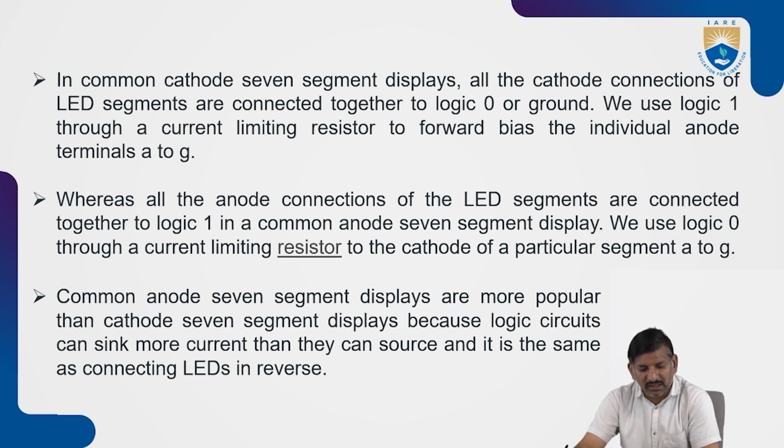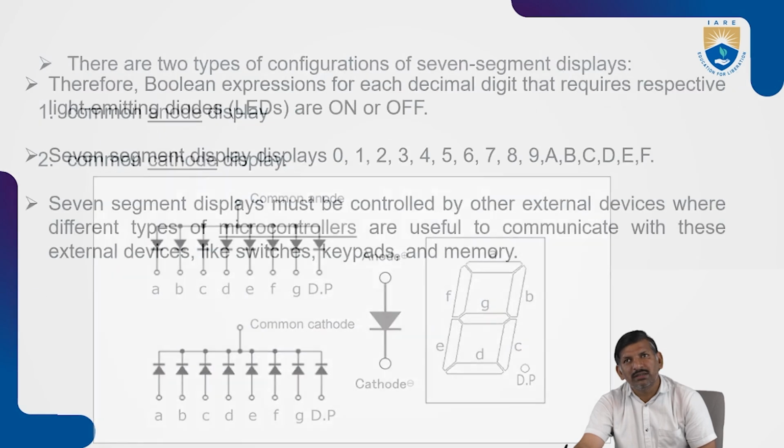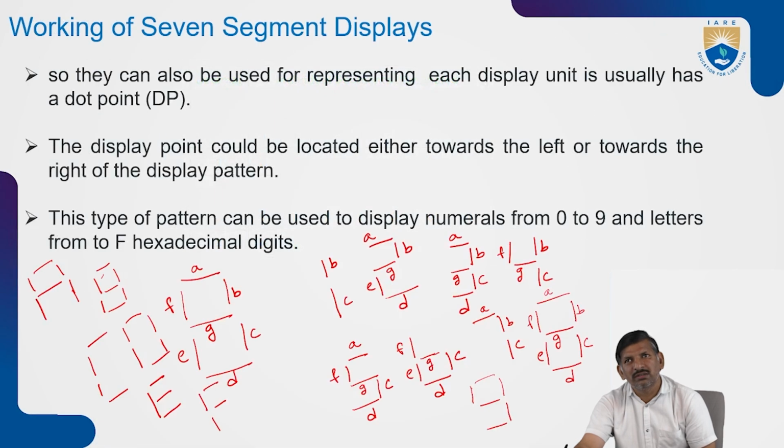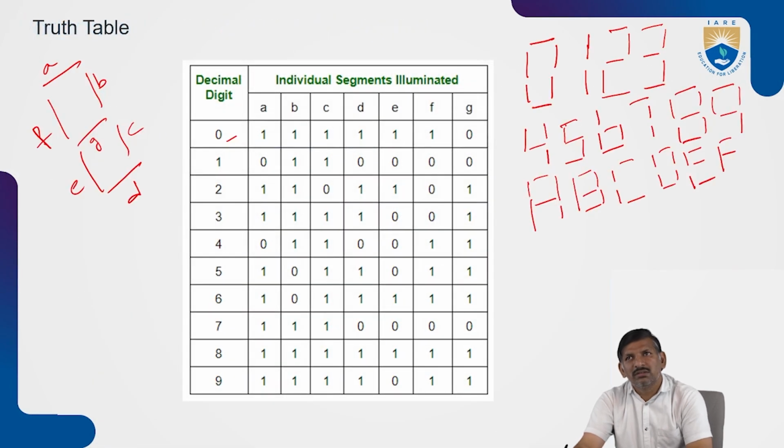Similarly, in a common anode connection, all the anodes are connected to logic 1, and logic 0 is applied to the individual terminals to ground them. Like this, we can display the desired information on the 7 segment display.